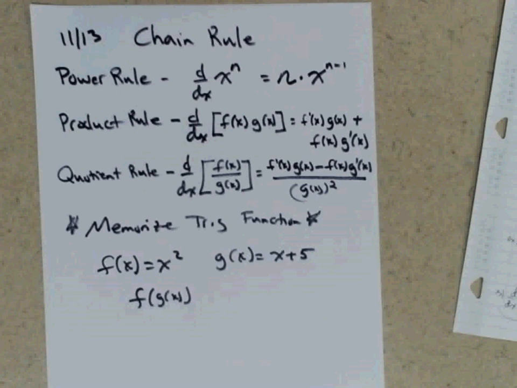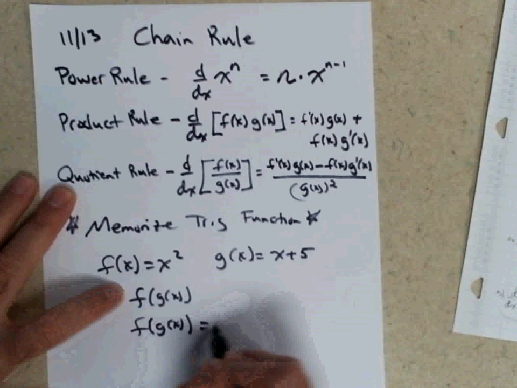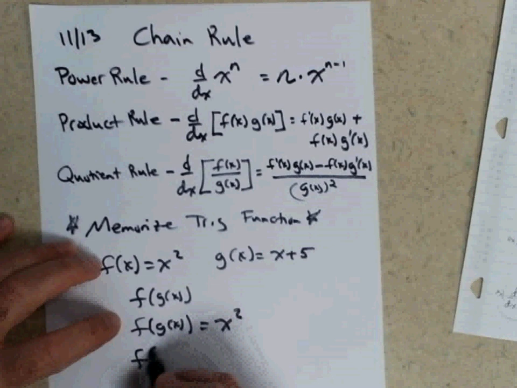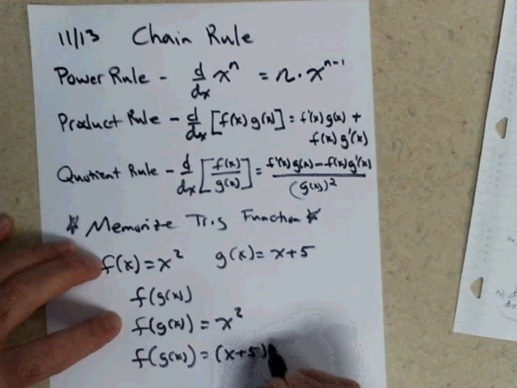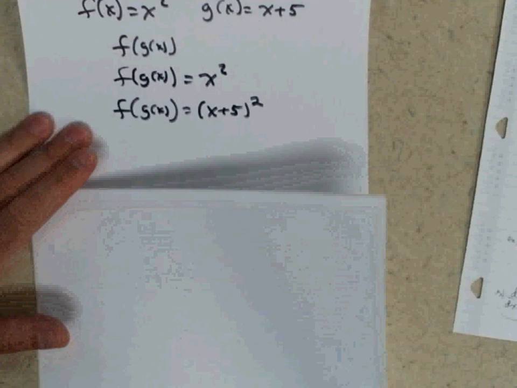So hopefully you said, well, this is the way I process this information. I write down the outside function, so for f of g of x, the f is x squared, and wherever the x is, you input the g of x into it. So f of g of x equals, instead of x, I write down x plus 5, squared. Right.